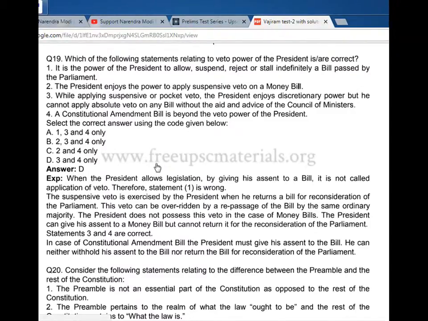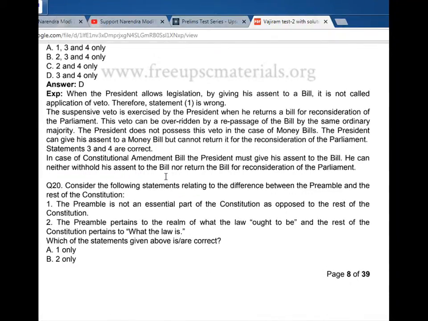While applying the suspensive or pocket veto, the president enjoys discretionary power, but he cannot apply the absolute veto or any other veto on a bill without the aid and advice of the Council of Ministers. A constitutional amendment bill is beyond the veto power of the president. When the president allows legislation by giving his assent to the bill, it is not called the application of veto. Therefore, statement 1 is wrong.